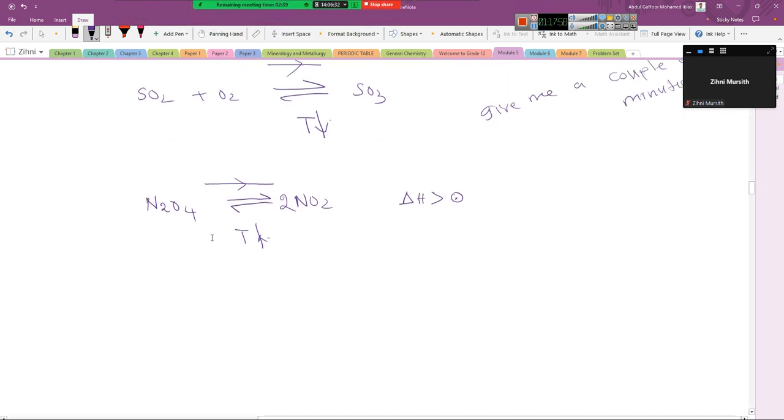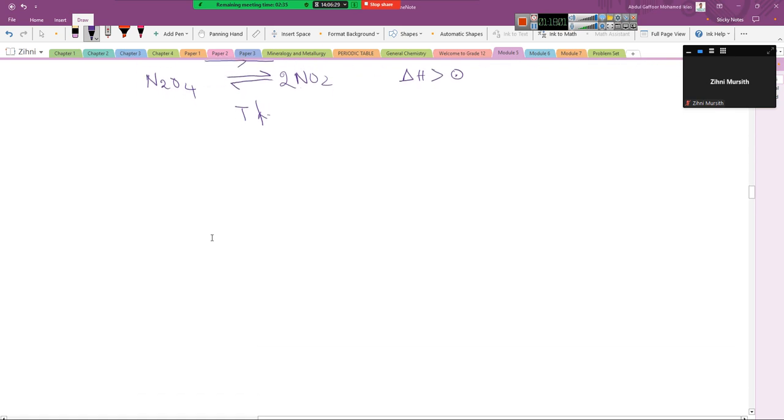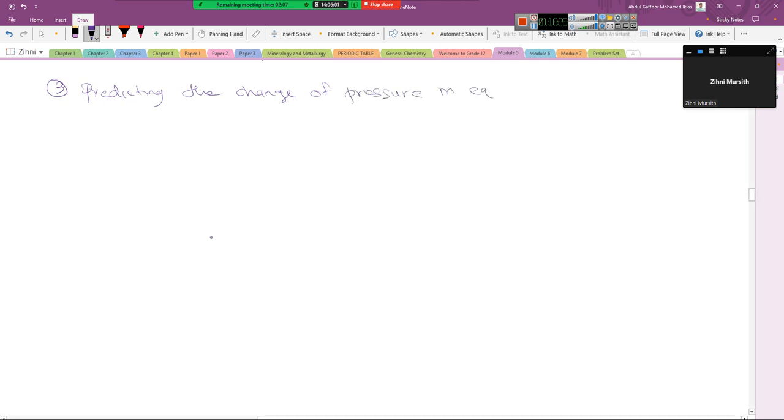Okay, right. So the third factor that affects the equilibrium is pressure, right? Now we have to analyze how the pressure will change the equilibrium using the Le Chatelier principle. So the third one is predicting the change of pressure in equilibrium using the Le Chatelier principle.